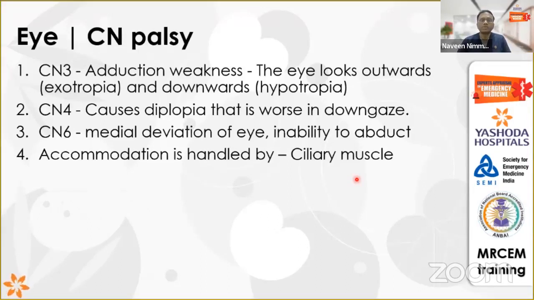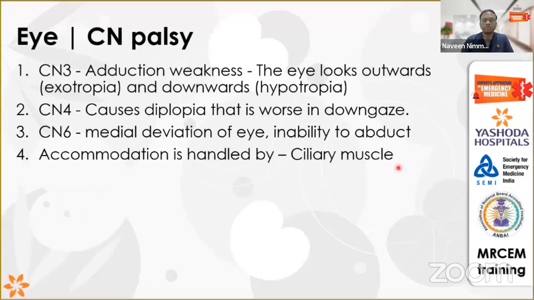Now let's look at the light reflex. In the light reflex, when you put a light into one of the eyes, the eye will try to constrict because there is too much light coming in. So how does that happen? It is via the light reflex.